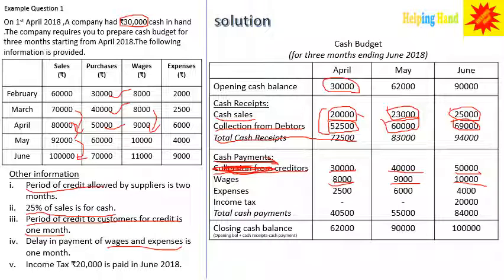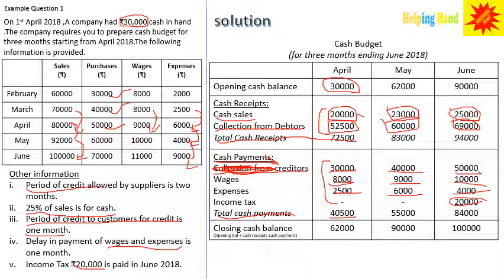So we consider the same way. 2,000 goes to April, 2,500 goes to April, 6,000 goes to May, and then 4,000 goes to June. So that is done. Next we have income tax, which is paid. So 20,000 has been paid, so we record that amount in June's column. After which we total all the payments. We arrive at 40,500 for the month of April. So the total cash payments is 40,500 for the month of April.